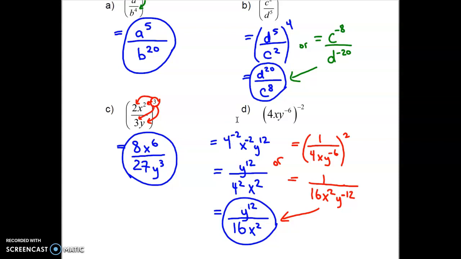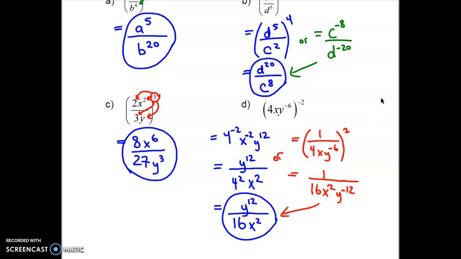Okay, a little confusing. Over here, we didn't do a positive exponent at the first. So you did 4 to the power of -2, x to the power of -2, y to the power of 12. See that? And then we had to flip these, right? Because these have negative exponents, so they go on the bottom, and then we just did it out, okay?